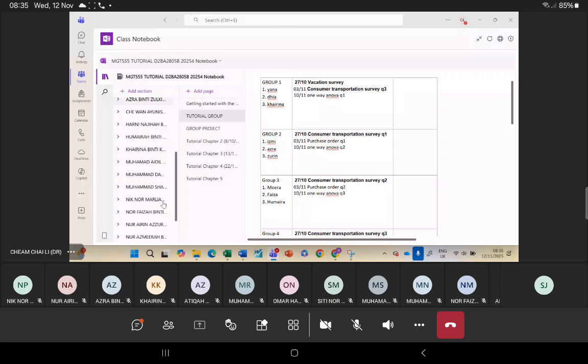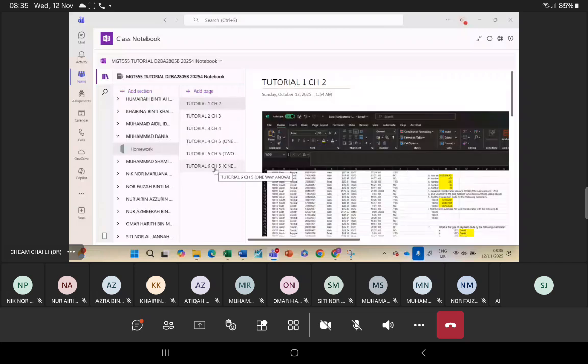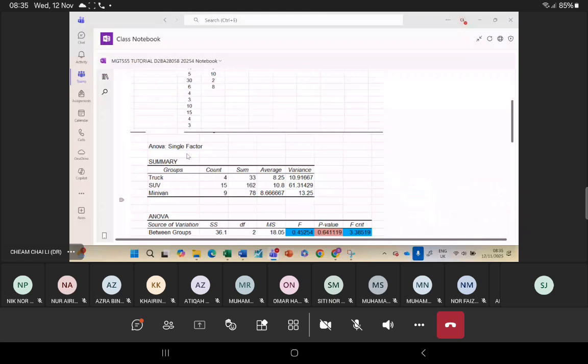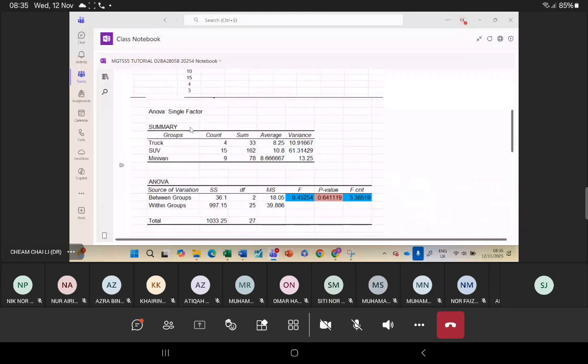Okay, is there any difference again in the number of minivan? Yeah, so you have these 3 groups, kan? Ada elemen pertama truck, SUV, and minivan. So yang ni adalah dia punya number of hours per week, right? These are all the numerical values. So you need to use one way ANOVA single factor. One way ANOVA atau kita panggil sebagai ANOVA single factor.